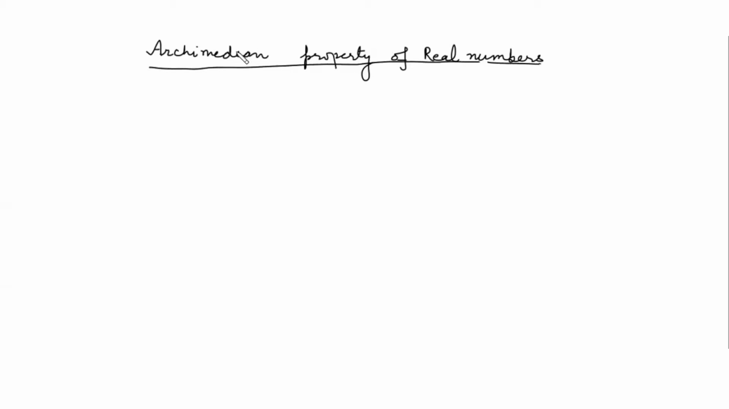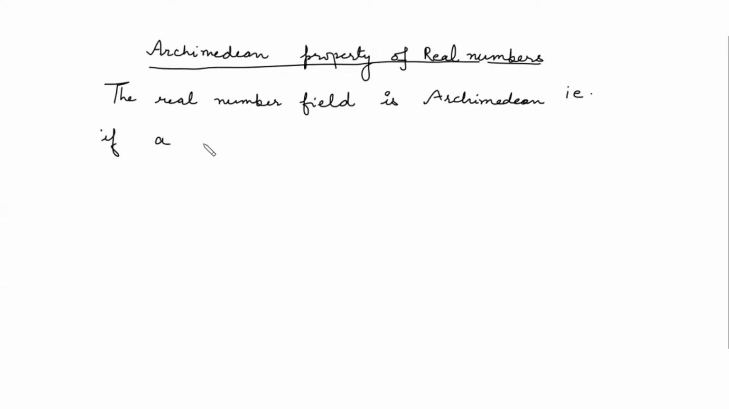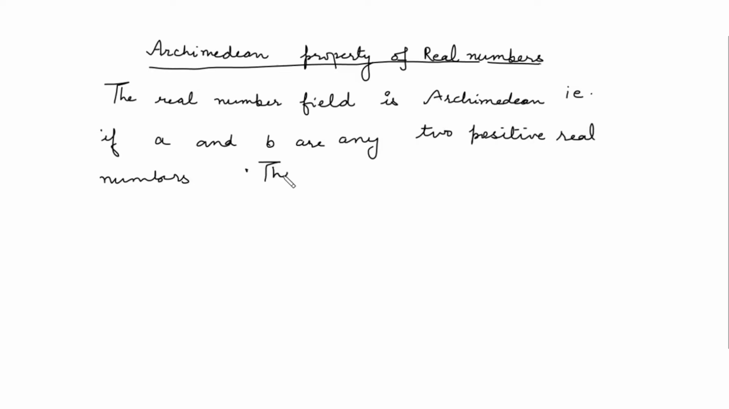Now just see what is the meaning of this Archimedean property of real numbers. This says that the real number field is Archimedean. That means if you are having two real numbers, A and B, any two positive real numbers, then there always exists a positive integer n such that n times A is greater than B. So this thing holds.